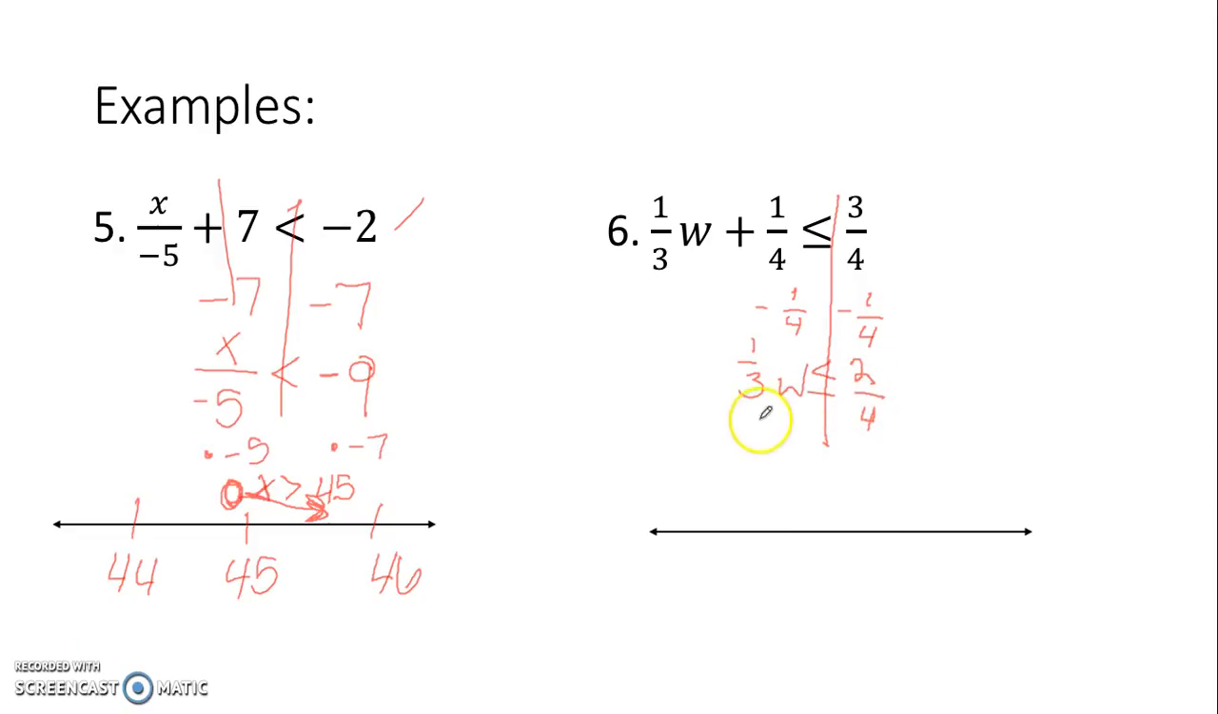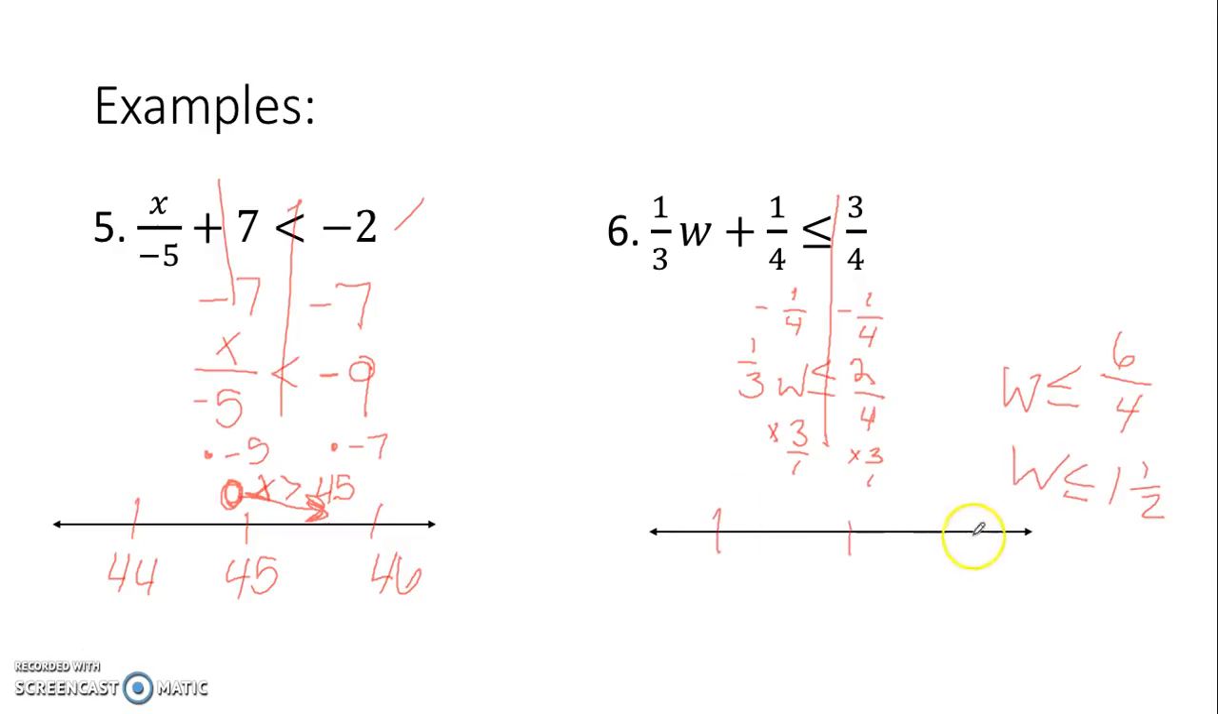2/4. Now we're going to multiply that by the reciprocal to undo the 1/3 w. So multiply by 3 over 1. I'm going to put it off to the side, w. Because it's a positive, we're going to keep the sign exactly the same. We have 2 times 3 is 6. 4 times 1 is 4. And you can reduce that to 1 and 1/2. w is less than or equal to 1 and 1/2.